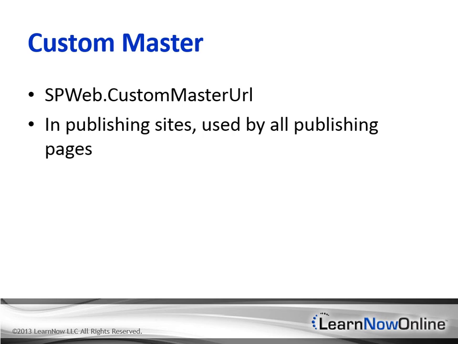Or you may say, no, we want our branding on everything, on all the system pages as well as all the content pages. In that case, you would set the web custom master URL, and you would also set the SPWeb master URL property as well. Again, the custom master URL is used by all the publishing pages and publishing sites. In this next demo, we're going to deploy a master page with a module and a feature that will set the site's new master page to the one that was just defined.